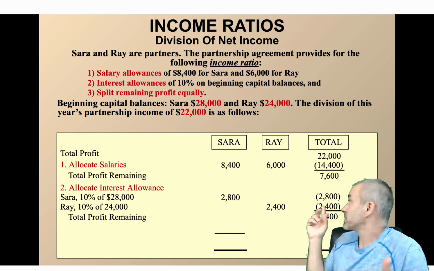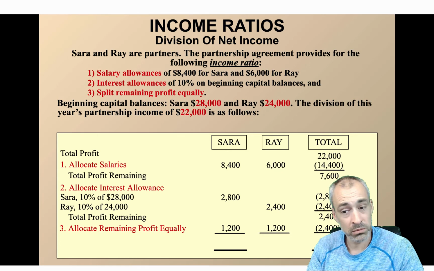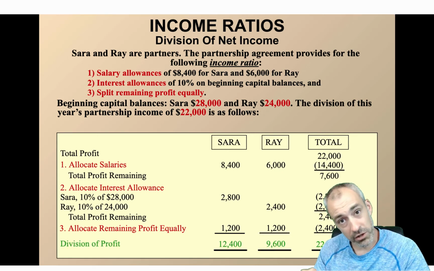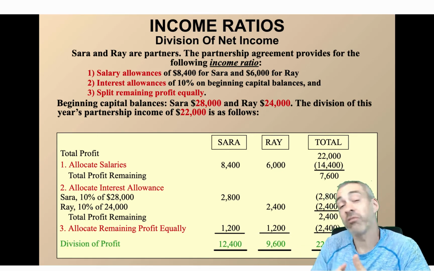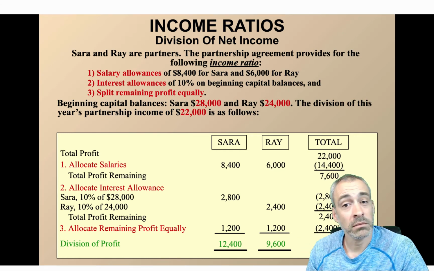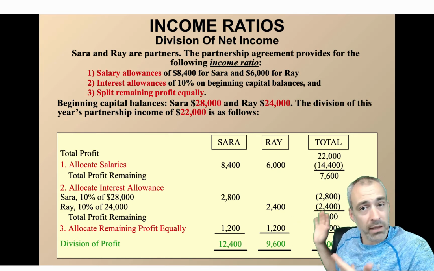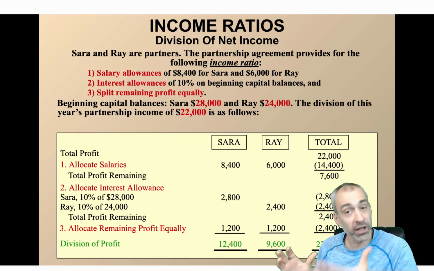So the third step is to split whatever's left equally. So that would be $1,200 each. And so when you add all that up, you've distributed the $22,000 by giving $12,400 to Sarah and $9,600 to Ray. So this is not in the accounting journal or anything, right? This is just somewhere you figure this out.